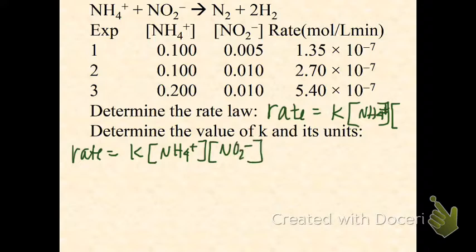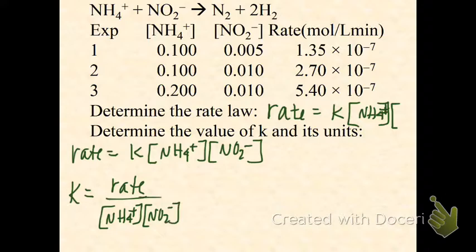And then it says determine the value for k and its units. So if I'm determining k, it's going to be rate over NH4 plus times NO2 minus. Now, it doesn't matter which one I pick. I'm going to pick one of the experiments and plug in the data. Typically, just pick the first one, but you don't have to. You can pick the third one. Because k is a constant, theoretically, it should be the same for all three. Correct?